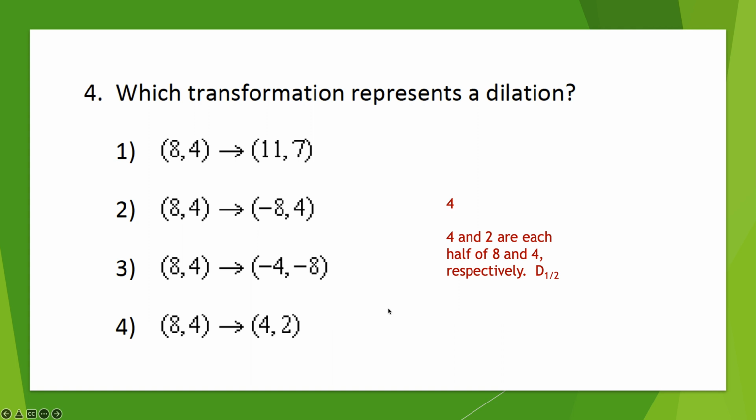Which of these transformations represents a dilation? Well, let's look at the first one. In the first one, you're adding 3 and then adding 3. Adding is a translation. The next one, you're negating the x part, but the y is staying the same. And we're looking for multiplying. That clearly doesn't multiply. The next one, we're flip-flopping places, we're not multiplying. The next one, though, look, 8 to 4, 4 to 2. Each of them are being halved, so that's a dilation of 1/2.